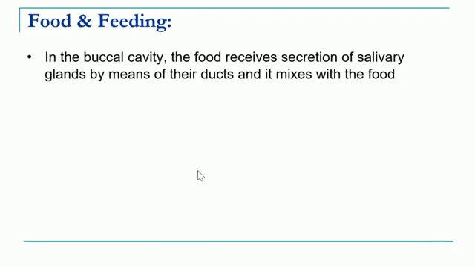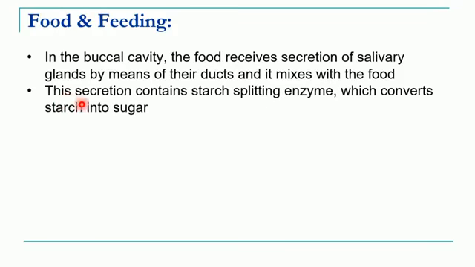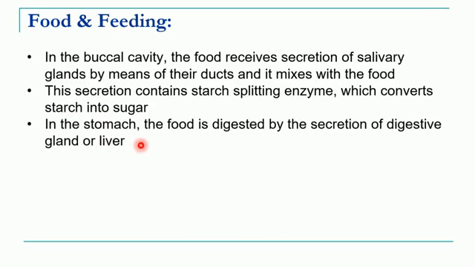Now starts the actual digestion process of the food. The first activity starts in the buccal cavity. The food first receives the secretion of the salivary glands. Since the salivary glands have their ducts, through these ducts the secretions are released and they mix with the food. The secretion of the salivary glands contains a starch splitting enzyme which converts starch into simple sugars, that is, polysaccharide to monosaccharides. Now the next digestion starts in the stomach.